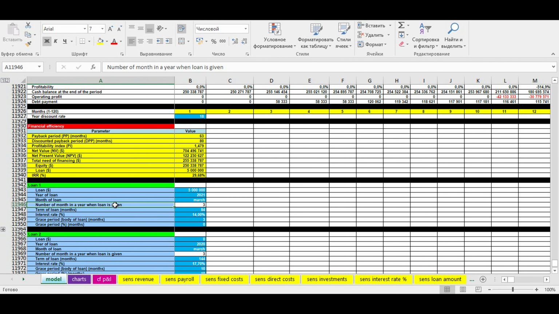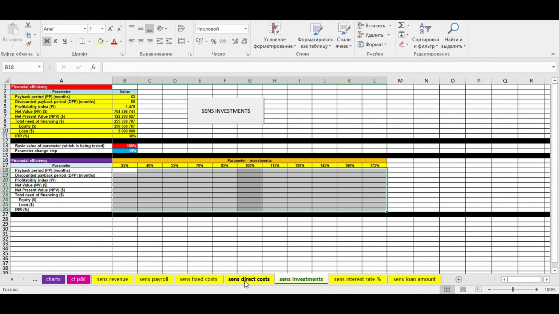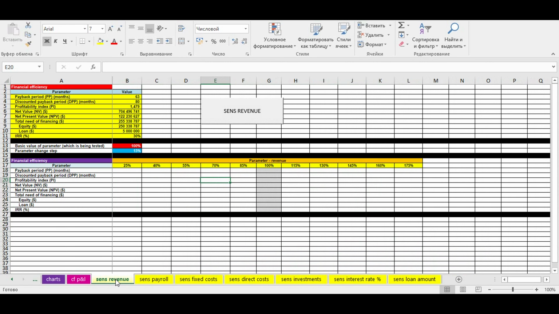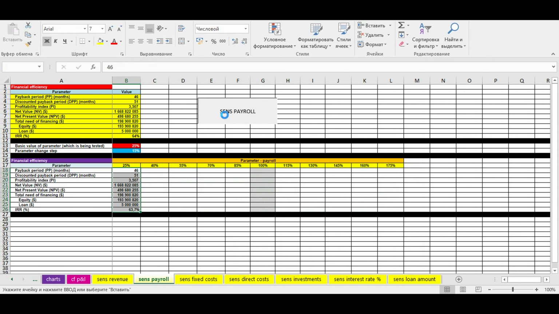Further, we have several Excel sheets where we test financial efficiency. We test the influence of such parameters as revenue, fixed and direct costs, payroll, investment, interest rate, and loan amount. How does it work? For example, let's go to the revenue sensitivity test. Here, we set the pace of increasing or decreasing the revenue. Then we push Sense button and see when our financial efficiency will go negative. Now you see how stable this business model is.